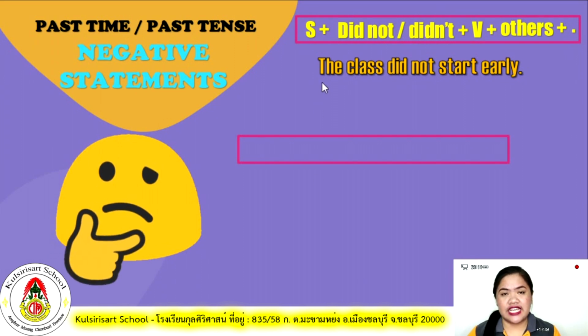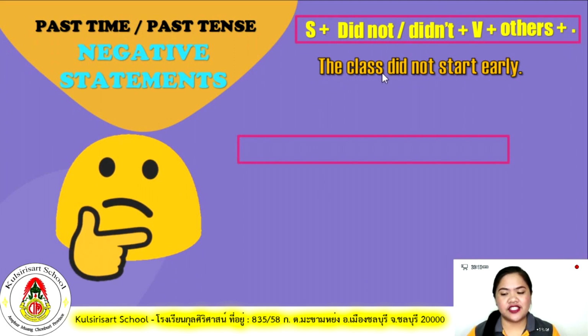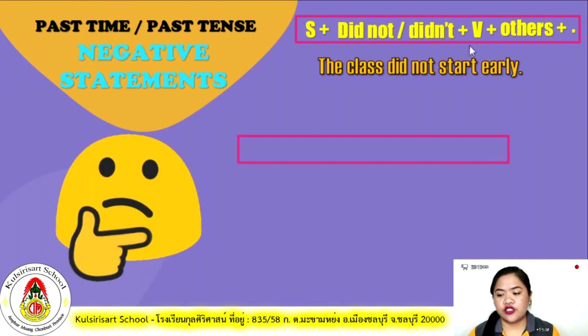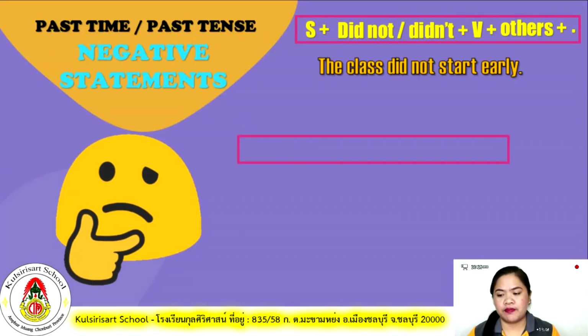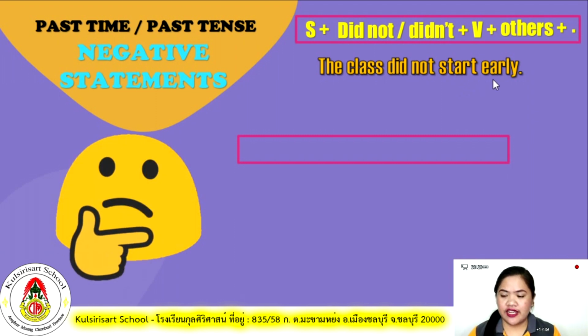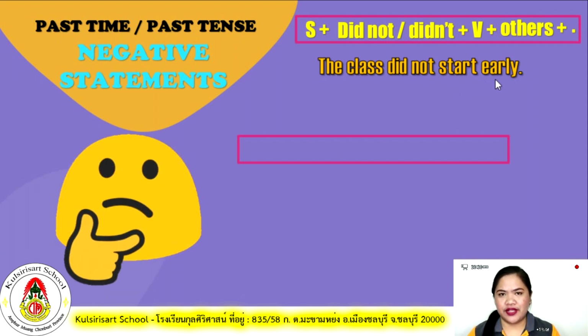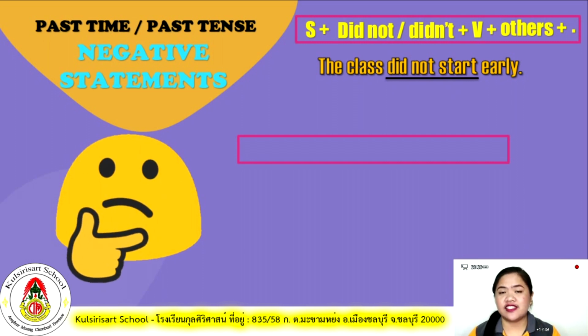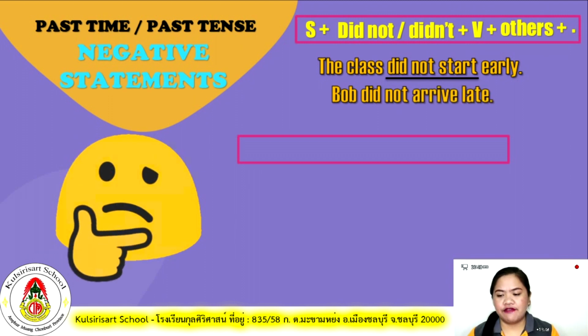As what you can see, the structure is the subject plus the words did not plus the verb, which is the base form of the verb, and early, which is the adverb. Next. As what you can see, the negative statement there is the words did not. Now, we have Bob did not arrive late.